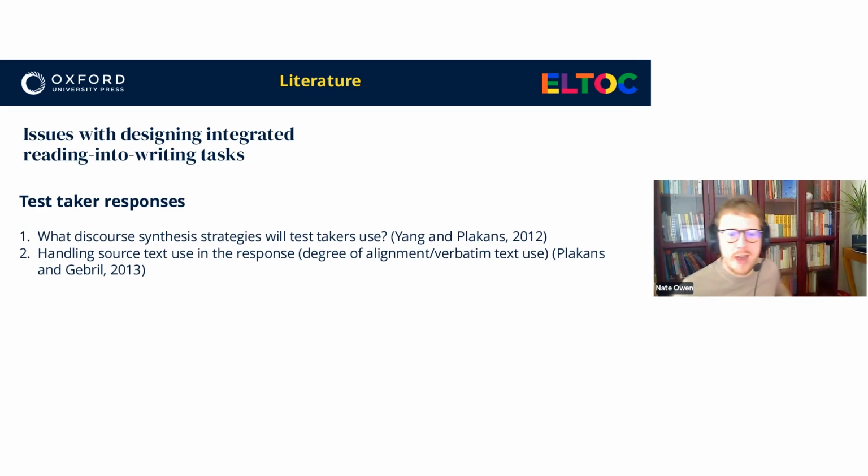And then thinking about, well, okay, if we want test takers to work with more than one piece of input, how do they go about dealing with 2 separate texts? What discourse synthesis strategies will they use? To what extent will they take information from text A, information from text B, and just present these things separately versus how well they actually integrate information across sources? So we wanted that to be part of our assessment criteria, actually.